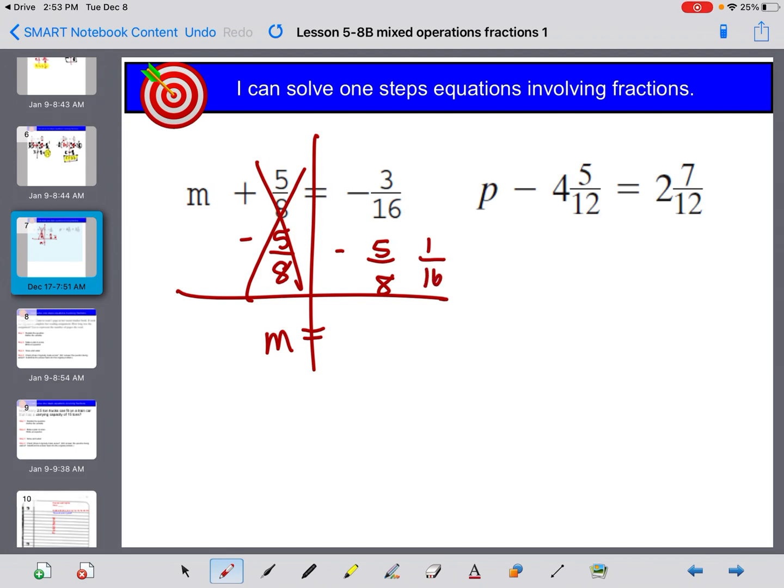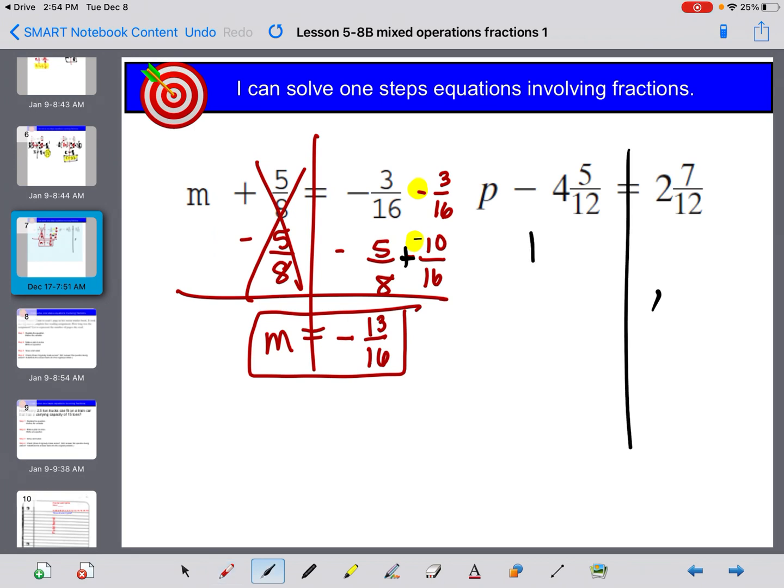In this problem, I subtracted 5/8 from both sides. I'm going to rename this fraction as negative 10/16. Do you see that I have negative 3/16 minus 10/16? So really, I'm adding negative 10/16, right? Because subtracting is the same as adding the opposite. When you have both signs the same, they're both negative, I'm actually supposed to add the two numbers together and keep the answer negative. So I get negative 13/16.